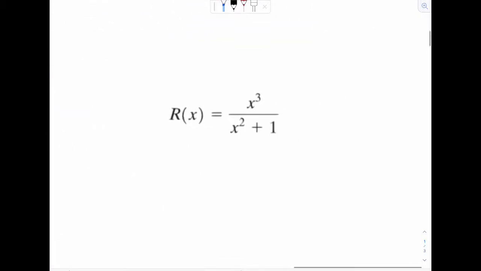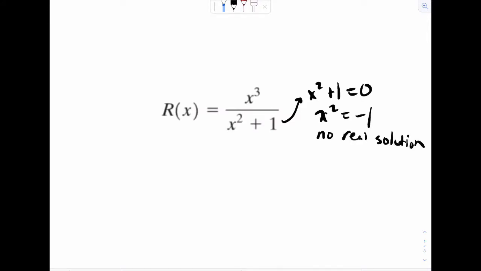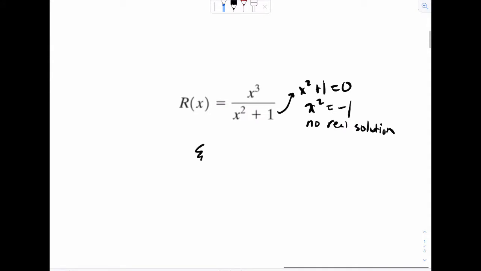And this one's interesting. X squared plus 1. If you were to try to solve that for it to equal 0, notice how it really can't be done with the real numbers. You'd get imaginary solutions. Right? So there's no real solution here. In that event, that would mean the domain is everything. All real numbers.